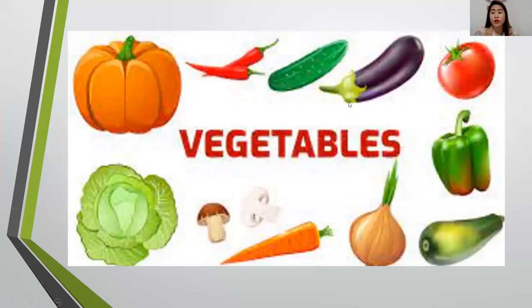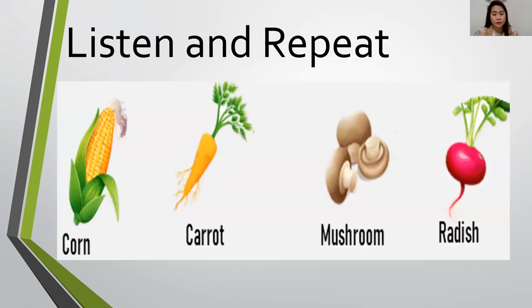Okay, you can repeat after teacher. Okay, if teacher will tell not say anything, it is your turn. Okay, number one is corn, carrot, mushroom, radish. Okay, one more time, teacher will say it. Corn, carrot, mushroom, radish. Okay, your turn, okay?